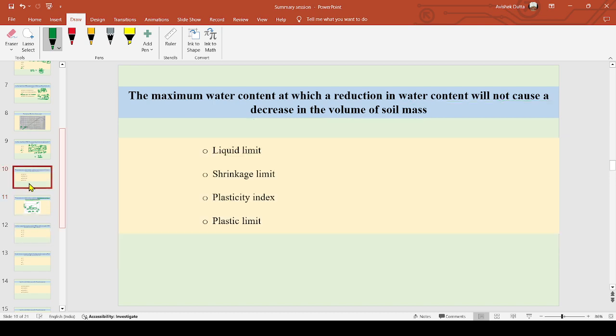So, the maximum water content at which a reduction in water content will not cause a decrease in the volume of soil mass. The answer is shrinkage limit. I have already explained liquid limit and plastic limit. Plasticity index is nothing but the difference between liquid limit and plastic limit.